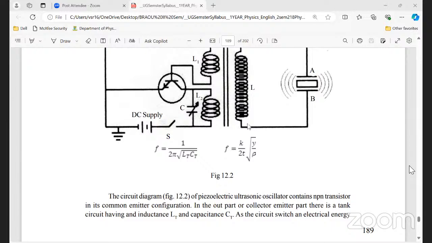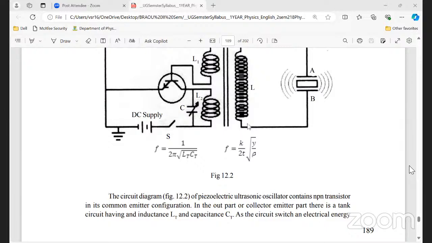So what do you mean by NPN transistor? It is a combination of two diodes. Very good. A diode is a PN junction diode here.